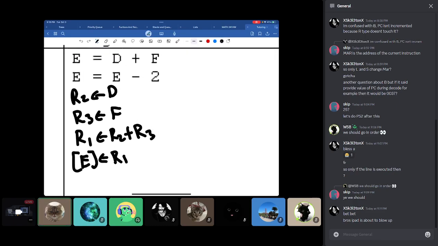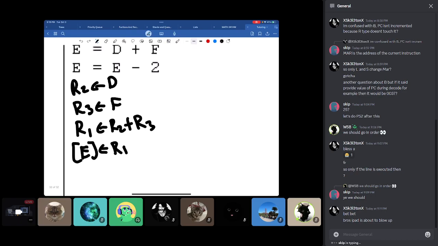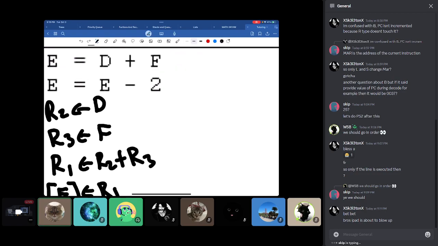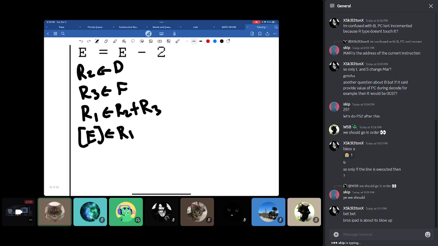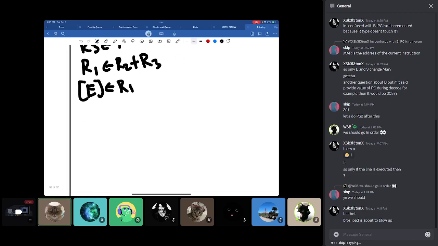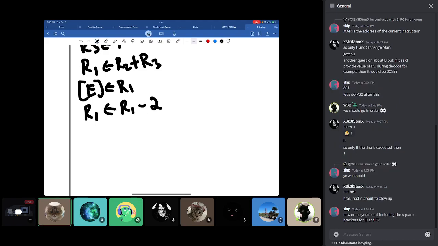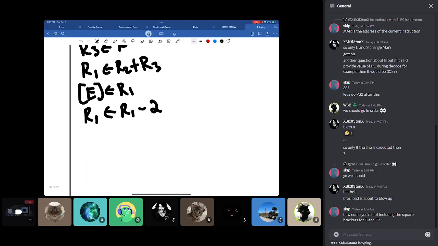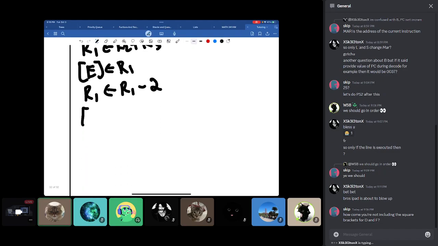From there, we're saying E is equal to E minus 2. We already know the value of E. It's already in R1. So we can just update what R1 is if we wanted to, or we can do it with a different value. Let's just do it the easy way. R1 is equal to R1 minus the immediate value 2. And then we just put E again.